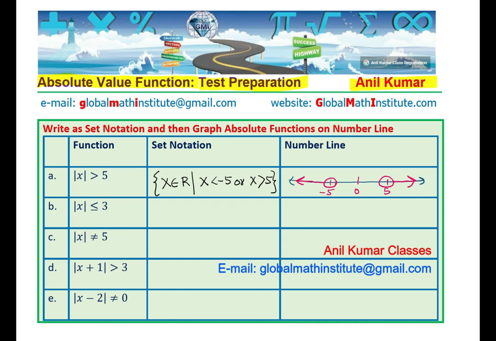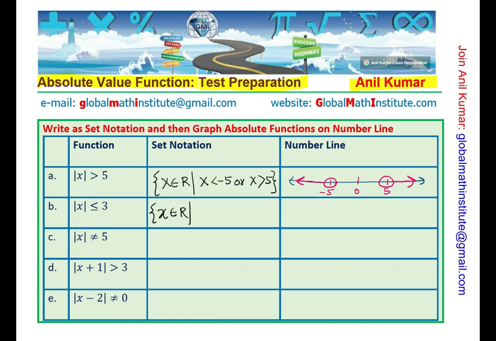Next one here is absolute value of x less than or equal to 3. So in set notation, again, x belongs to real numbers, right? And the absolute value of x is within 3 and minus 3. So we could rewrite this as including, right? So that is how we are going to write this.